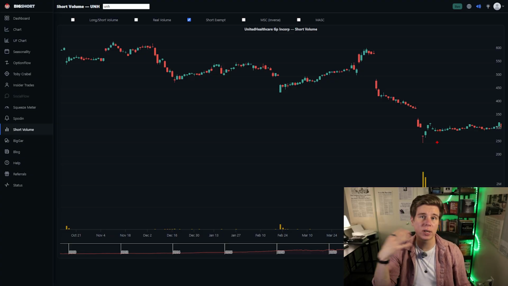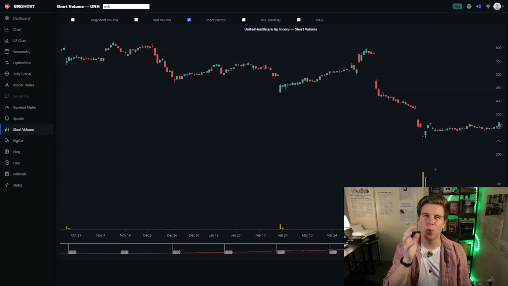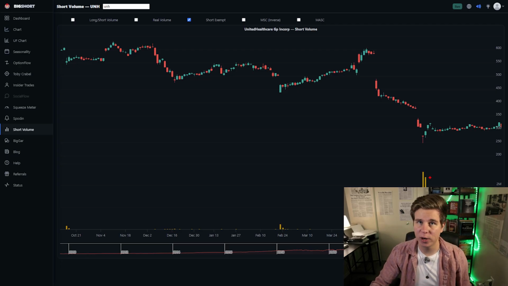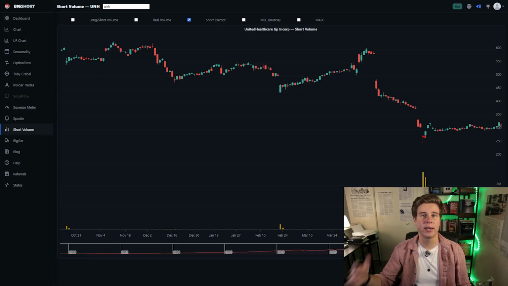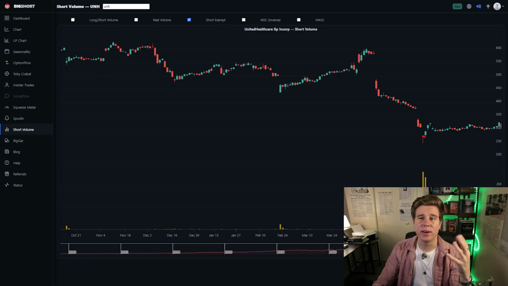But generally for short exempt, be careful because you don't want to just sell puts or sell credit spreads on a stock with very high short exempt. You want to look at other factors as well. But in this case, this is very outsized short exempt. They saw that on this day, the price action was first a little bit bearish, and then we had BigShort indicators show that it was bullish. And that was a very nice short exempt trade.